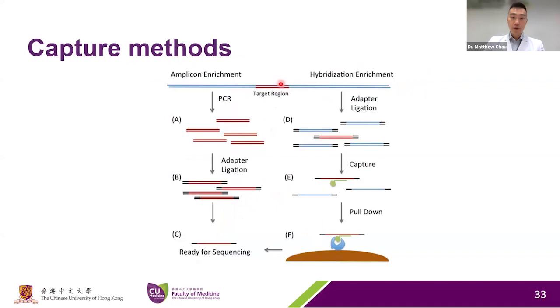In terms of the capture methods, we can use amplicon enrichment, meaning we are adding specific PCR primers to amplify only target regions for library preparation. On the other side, we can also use a hybridization method, in which we prepare the library, and then we use a bead-based method to capture the target sequence and only sequence that.